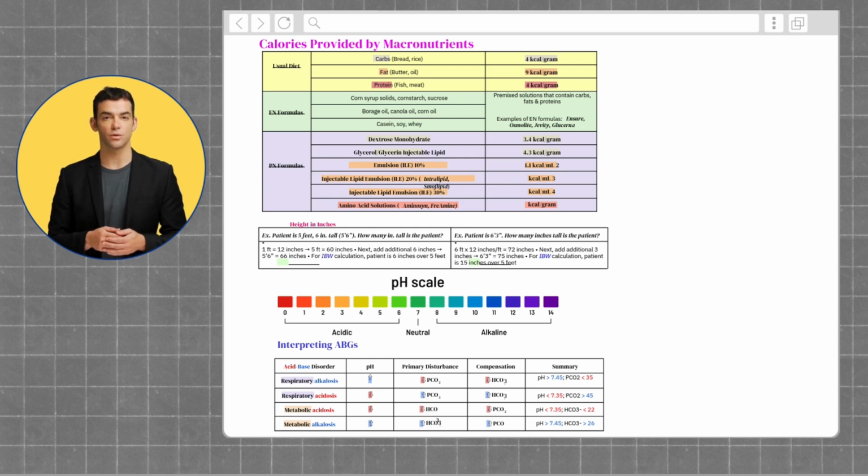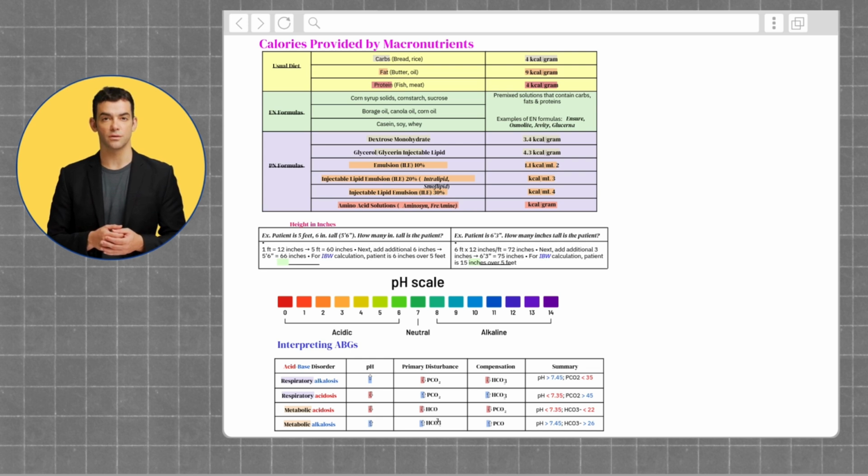The three macronutrients we're talking about are carbohydrates, proteins, and fats. Each of these provides energy, but they do so at different levels. Here's the golden rule to memorize. Carbohydrates provide 4 calories per gram.